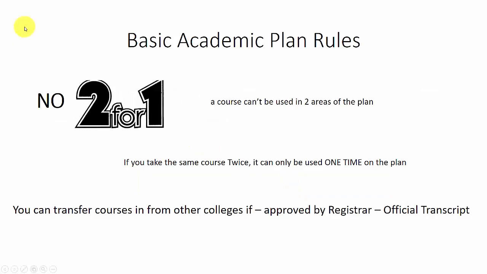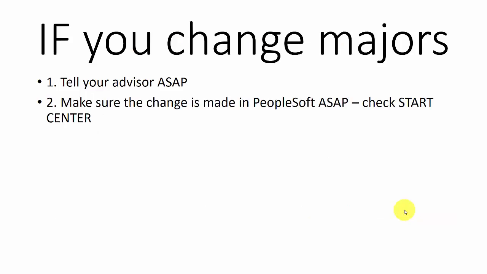Now, also some more basics about this plan. Basic academic plan rules: no 2-for-1s. That is, a course can't be used in 2 areas of the plan. It can only be used in 1 area of the plan or 1 time. And if you take the same course twice, you can only use it 1 time on the plan. Also, you can transfer courses in from other colleges if they're approved by our registrar from an official transcript, and they will tell you what transferred in and how it transferred, what course it equates to.